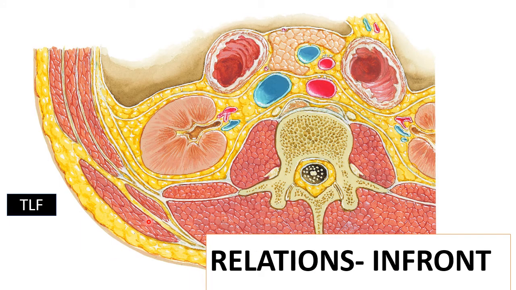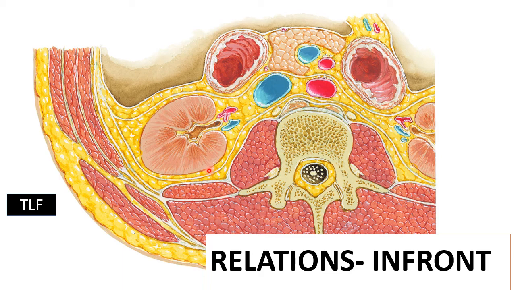The relations. What about the relations? Anterior to the Quadratus lumborum, the fascia which is present here is nothing but the anterior layer of the thoracolumbar fascia. In front of this anterior layer of the thoracolumbar fascia, we can identify this yellow colored structure, which is nothing but the paranephric fat or pararenal fat. Then in front of the pararenal fat, we can identify the posterior layer of the renal fascia. It is also called the Zuckerkandl fascia.